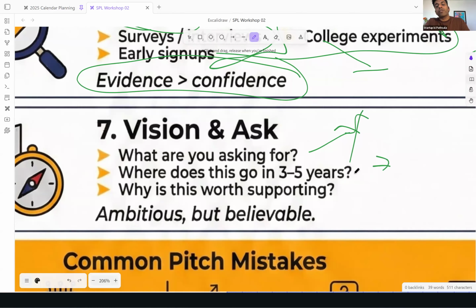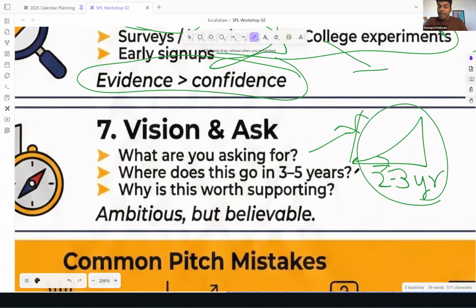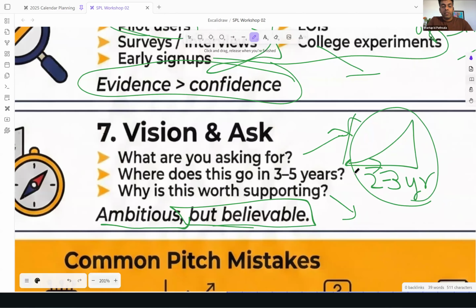Where, so how is your business going to scale for the next 3 to 5 years? Last time we discussed, put together a 2 to 3 year business plan, right? Put together a 2 to 3 year business plan and then have that in place. And why is it worth supporting and all those is anyways built up in your earlier piece, right? So the key piece to think about here is be ambitious, but don't keep it to a level where it is extremely unbelievable, right? Be ambitious, but believable, right?